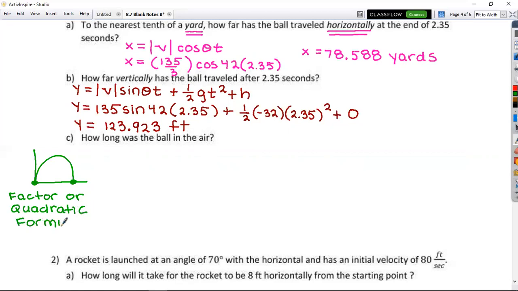It's no harder. You just have to be careful with all those sine functions and know that those answers do get thrown off if you round too much. Okay, so I have y is equal to 135 sine 42t, because we're going to solve for t. And then 1/2 of negative 32 is just minus 16t squared. And again, plus 0, you can choose to write it or not.